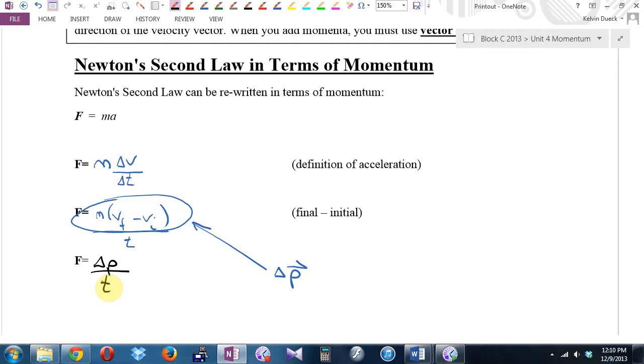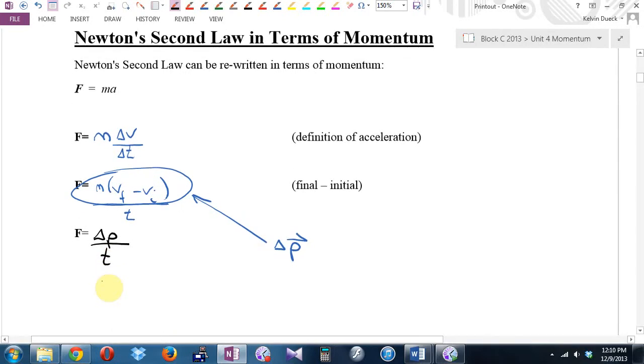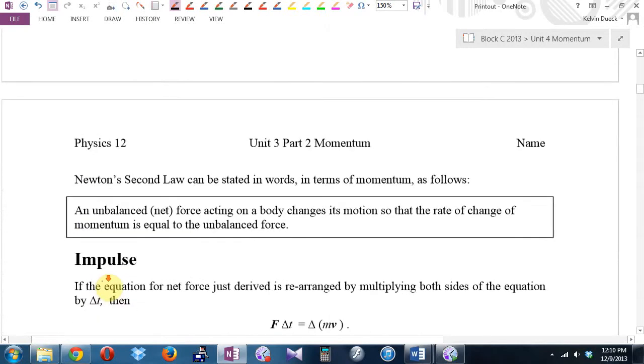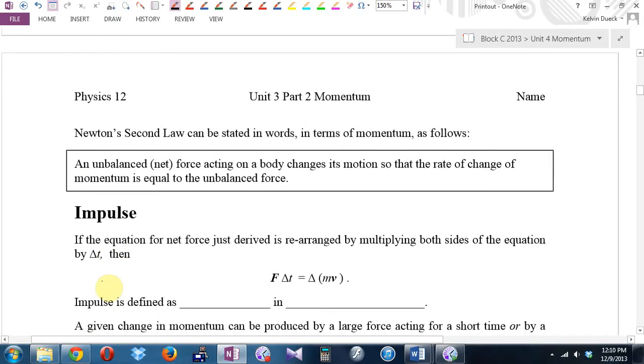This formula is sort of on your formula sheet, except on your formula sheet, we have the change in momentum by itself. We moved the t over. How would I move the t over? Multiply it. We'll get there in a second. Newton's second law can be stated in words in terms of momentum as follows. If you have an unbalanced or net force acting on a body, that changes its motion so that the rate of change in momentum is equal to the unbalanced force.